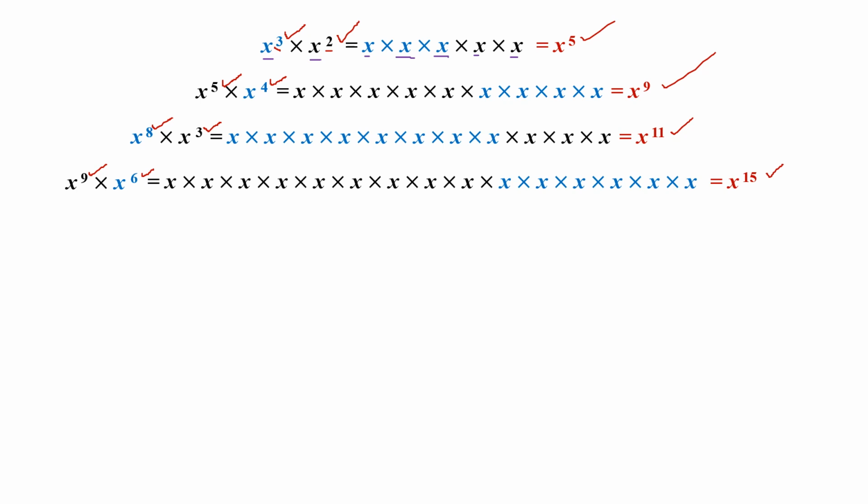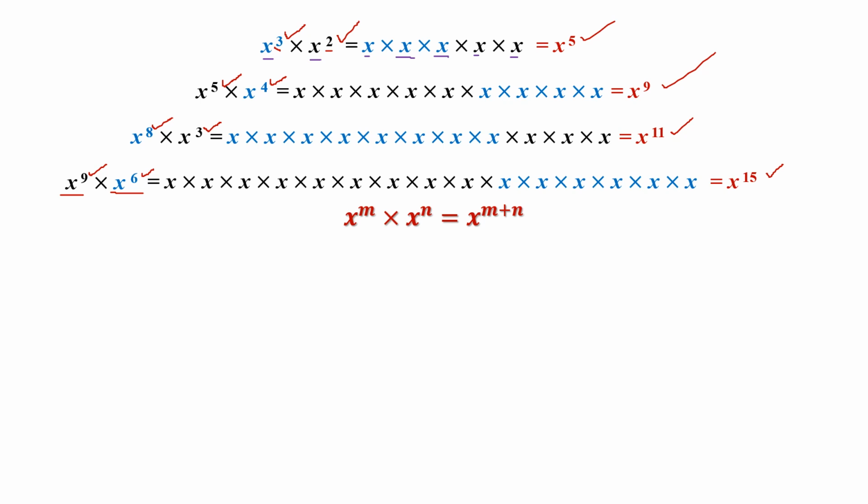So from these important results, we can generalize and conclude that if we are multiplying x to the power something by x to the power something, we just add the powers like this. And this is our first law. We are going to take this one as our first law, where we are saying x to the power m by x to the power n is equal to x to the power m plus n. We just add powers and we do nothing to the base.